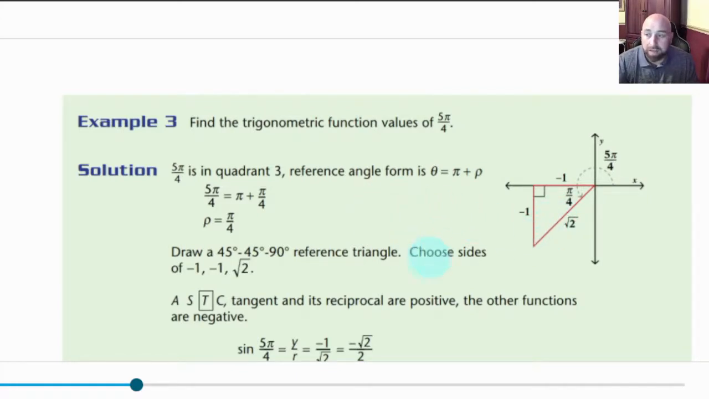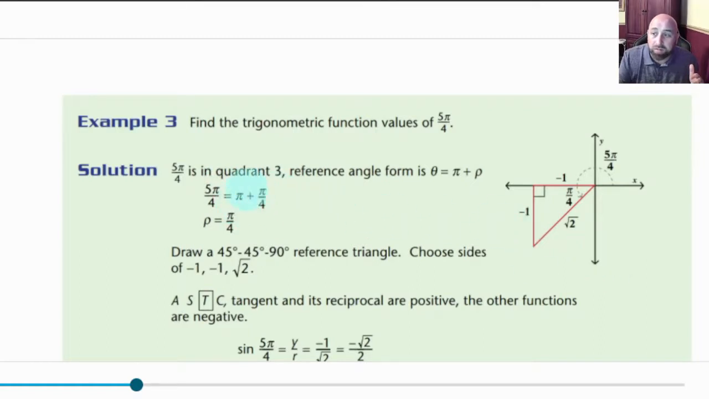So we would go back and we would do our "All Students Take Calculus." They have it right here. We would circle the T because it is in the third quadrant. So now we know that tangent is going to be positive, and cotangent. Sine, cosine, secant, cosecant, those are all going to be negative. Put it through to your reference angle, and in this case we end up with 180.